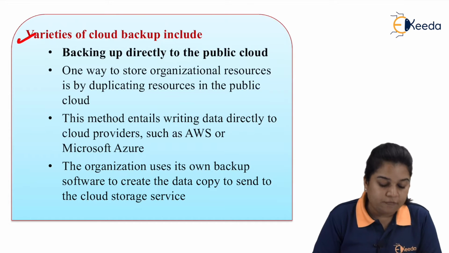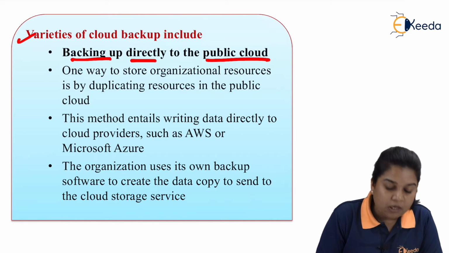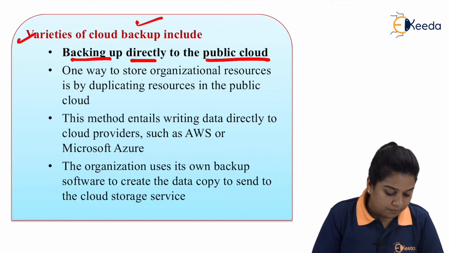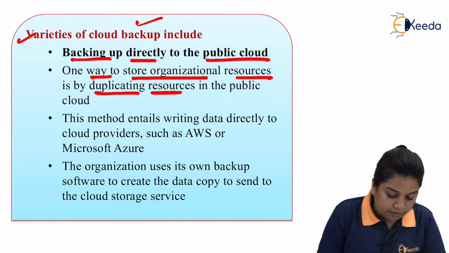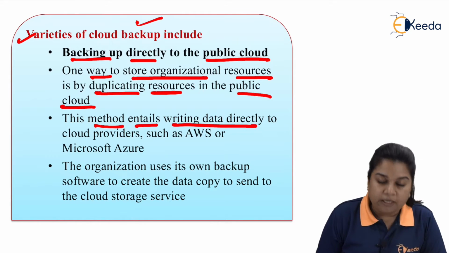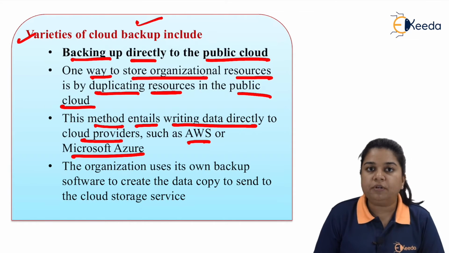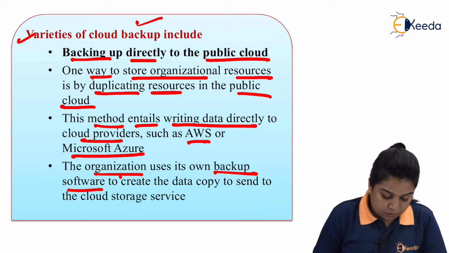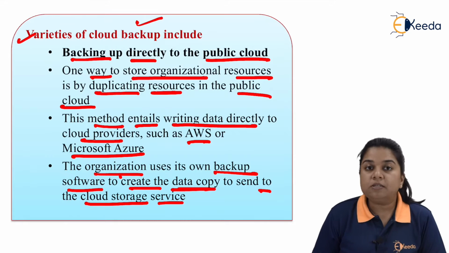Now, varieties of cloud backup. What does it include? First thing, backing up directly to the public cloud. It is the first type included in the types of cloud backup. One way to store organizational resources is by duplicating resources in the public cloud. This method entails writing data directly to cloud providers such as AWS or Microsoft Azure. The organization uses its own backup software to create the data copy to send to the cloud storage service.